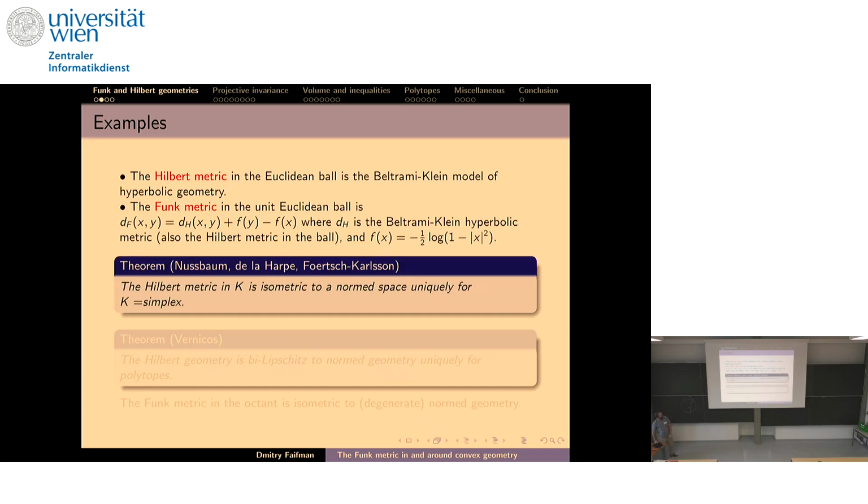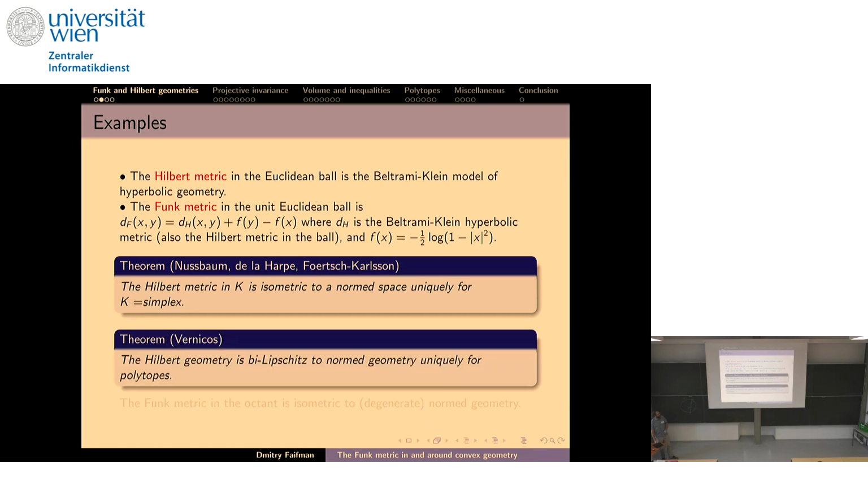Also, if you look at the simplex for the Hilbert metric, you get some normed space, and actually that's the only case when you get a normed space. But more generally, if you look at polyhedra, then you get something which is bi-Lipschitz equivalent to a normed space. Somehow Hilbert metric and also Funk metric, they're very much dependent in their qualitative behavior on the regularity of the boundary. If you have something like a polytope, this is roughly a normed space. If you have something which is strictly convex, then it in some ways is closer to the hyperbolic space.